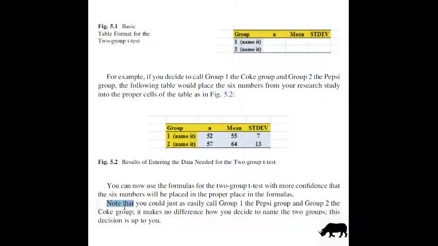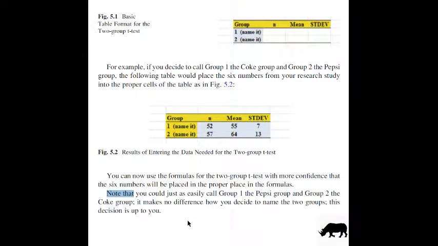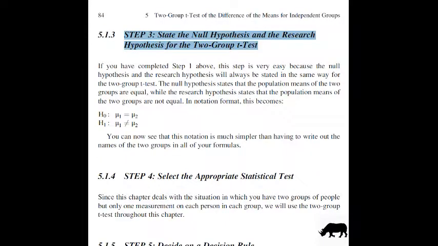Note that you could just as easily call Group 1 the Pepsi group and Group 2 the Coke group. It makes no difference how you decide to name the two groups. This decision is up to you. Step 3. State the null hypothesis and the research hypothesis for the two-group t-test.